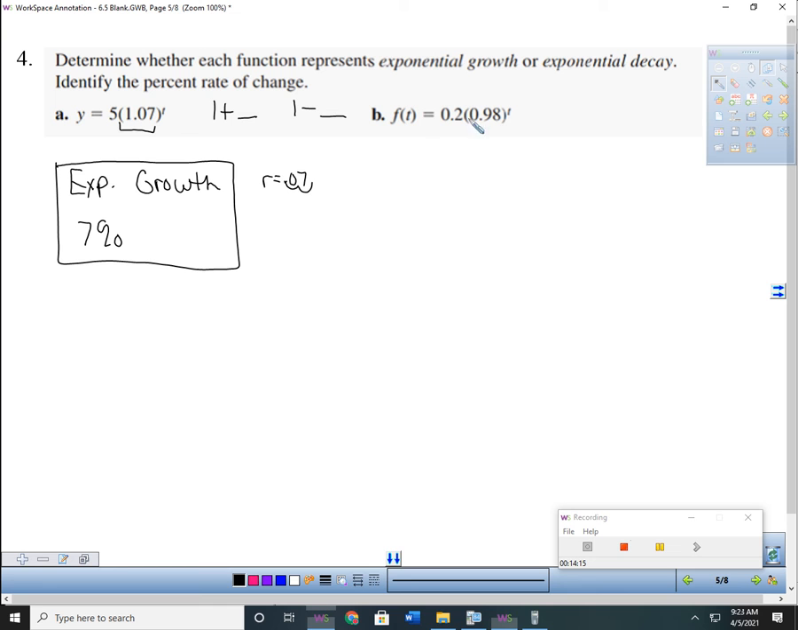All right, but if you look at this one, that one's going down, right? This is a decay because it's smaller in the parentheses, is smaller than 1. So I have an exponential decay. And then you have to tell me how far below 1 that is. So I know that my rate is 0.98, right? How far below 1 is that?